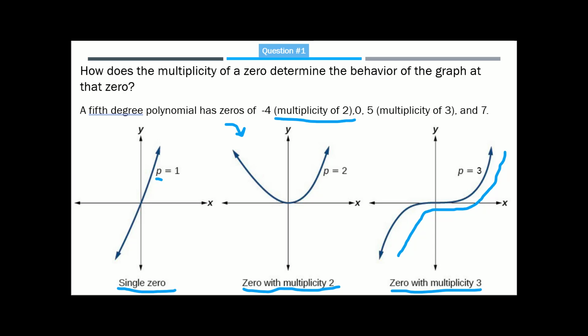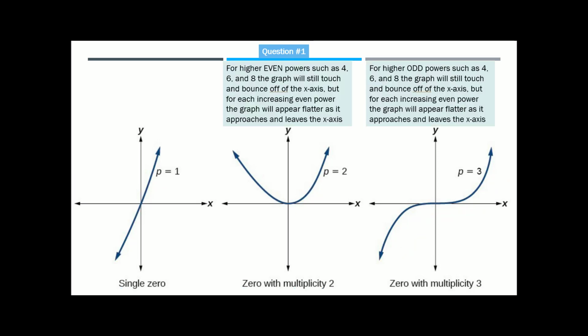So with those 3 things in mind, let's take a look at that again. A single 0 is just going to go straight through the x-axis. For higher even powers, such as 2, 4, 6, and 8, the graph will still touch, so it's tangent to the x-axis, but it's going to bounce off. If you remember that lesson on extrema, it's going to bounce off and go in the other direction. But for each increasing even power, the graph will appear flatter. So as it approaches that axis, it's going to kind of flatten out as that power gets bigger and bigger.